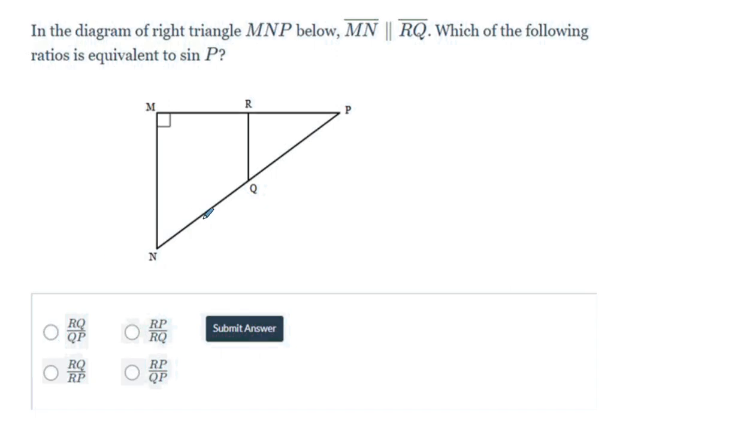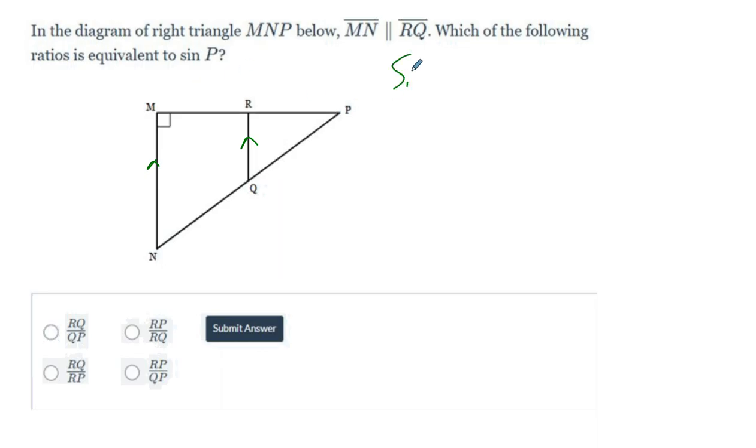Okay, we have this diagram. The right triangle has been dilated. So smaller triangle, bigger triangle, they're similar. We know that these two sides are parallel. MN and QR are parallel. Which of the following is equivalent to sine of P?